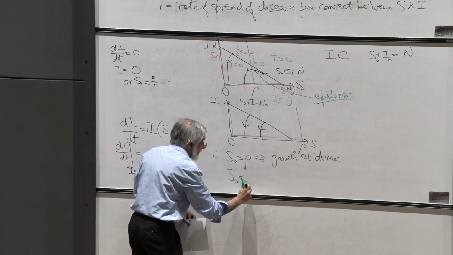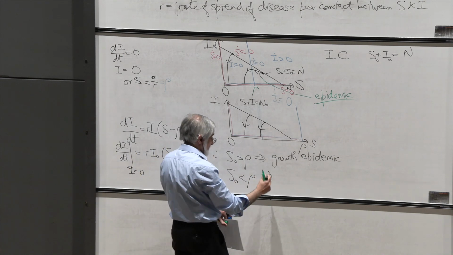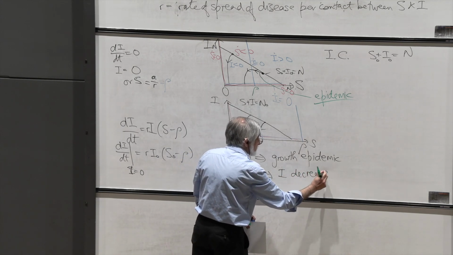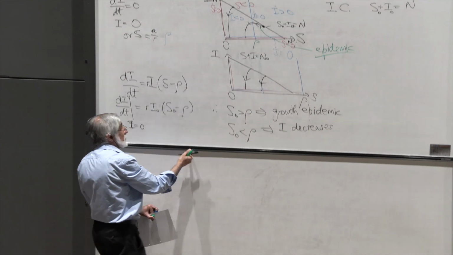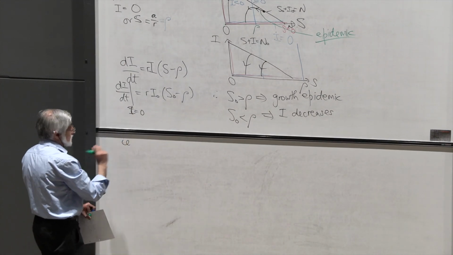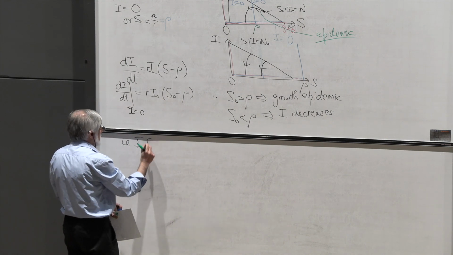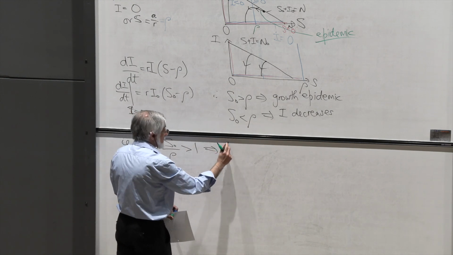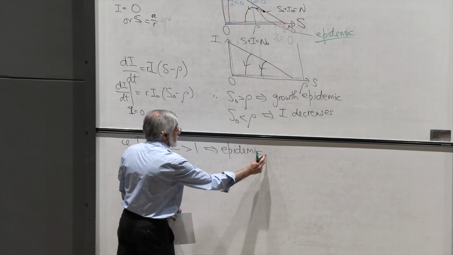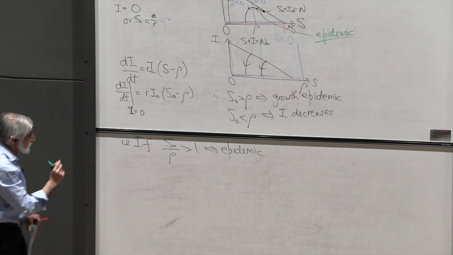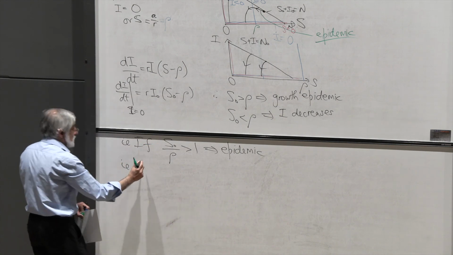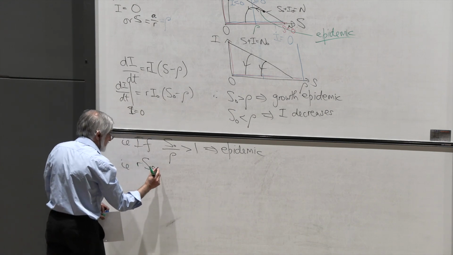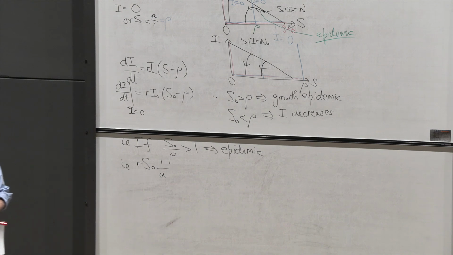If S naught less than rho, that implies I decreases. Okay? i.e., if S naught over rho is bigger than 1, that implies epidemic. Okay? i.e., remember what rho is. Rho is A over R, so that's R times 1 over A. Okay?